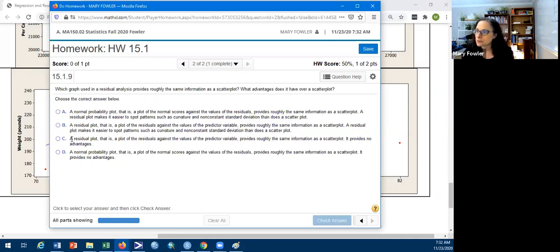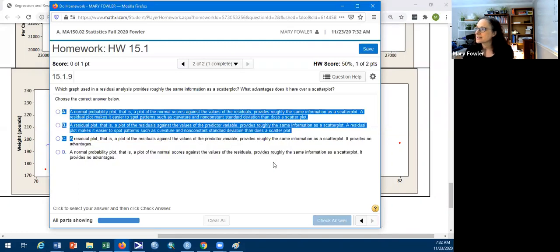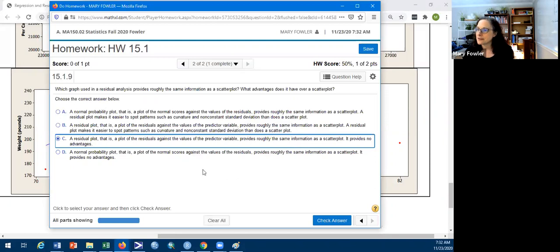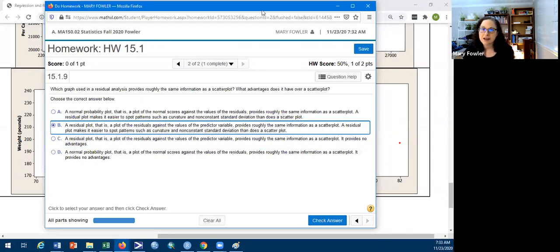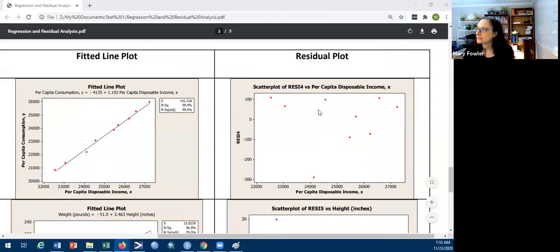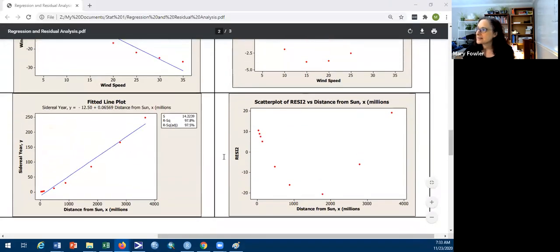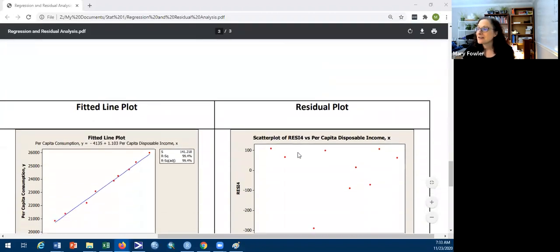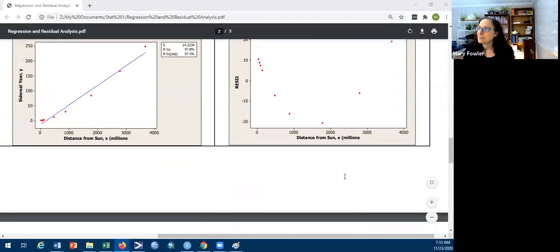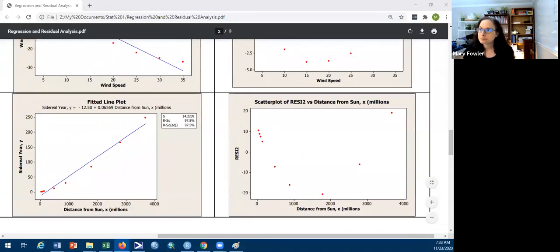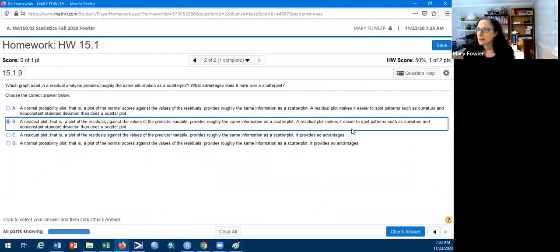Let's look at this one about the residual plot. The residual plot, a plot of residuals against the values of the predictor variable, provides roughly the same information as the scatter plot. It provides no advantages. Well, I'm going with B here because we saw the advantages, right? It was easier for us to look at these violations of linearity and identify an outlier. It became a little easier on the residual plot. So I choose B.